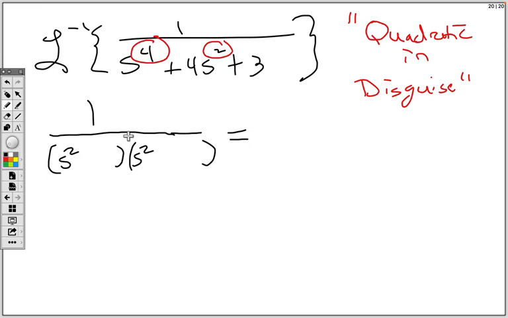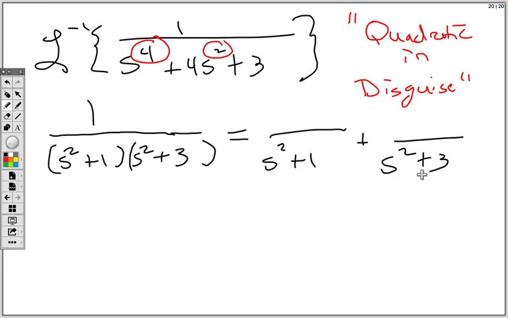Yeah, 1 and 3. So s squared plus 1, s squared plus 3. Now, both of these are irreducible quadratics, meaning that if you try to find their zeros, their roots, they're non-real. That means they're going to come from an s squared plus 1 and an s squared plus 3, but we have to have proper fractions there. So the numerator here, once again, could be a generic linear function, and this can be another generic linear function.